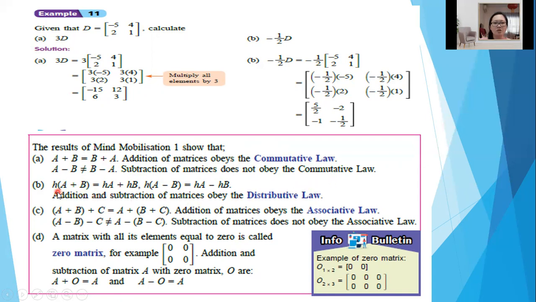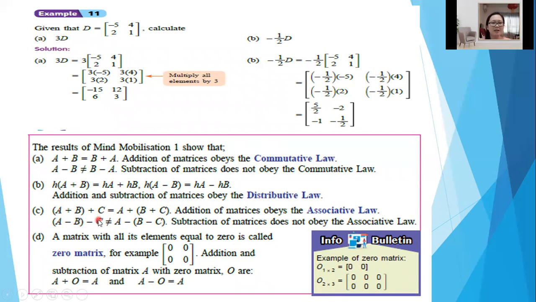Okay, H(A plus B). If there is a repeated times for A plus B, it will be HA plus HB. H(A minus B) will be HA minus HB. So addition and subtraction of matrices obey the distributive law.